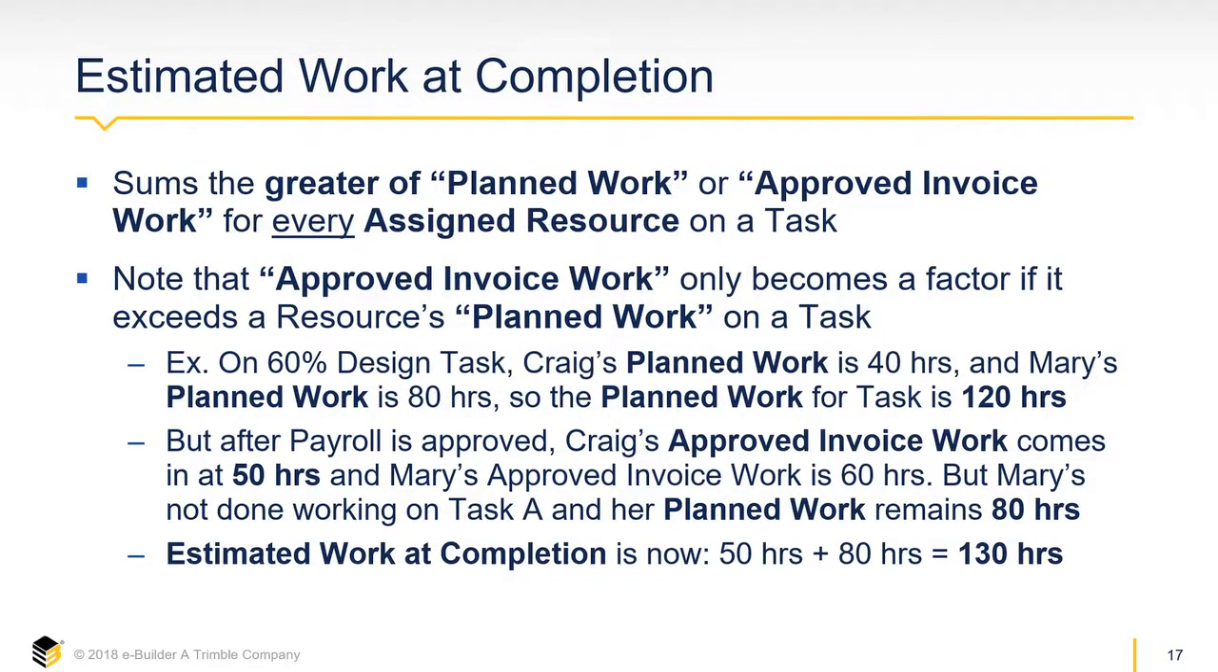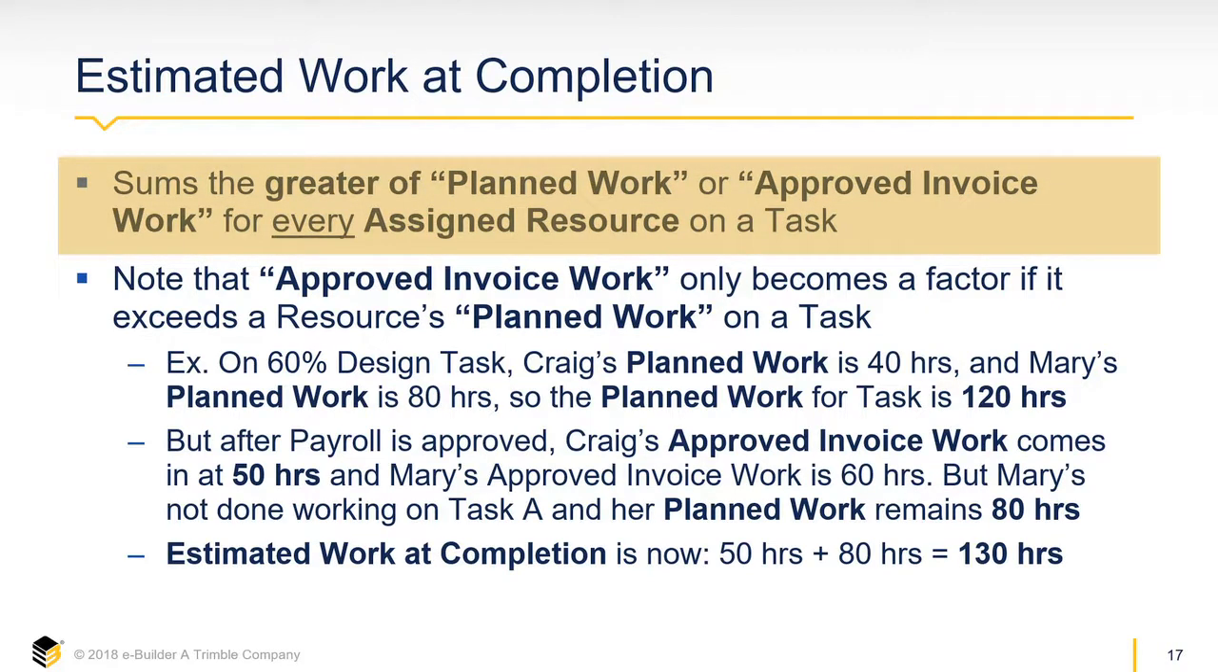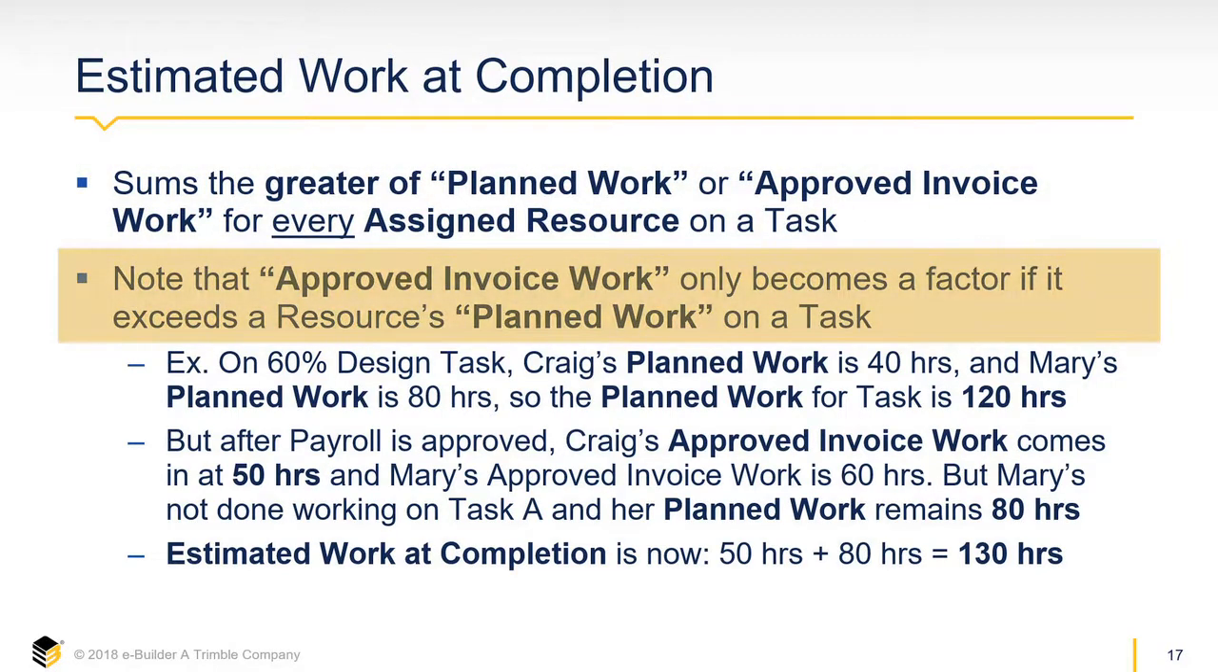Next, we're going to look at a fairly complicated column. This is called estimated work at completion. And what this column shows are the hours, which are the sum of the greater of planned work or approved invoice work for every assigned resource on a task. Now, it's important to note that the approved invoice work only becomes a factor if it exceeds the resource's planned work on a task. And we're going to walk you through an example to illustrate how that would work.